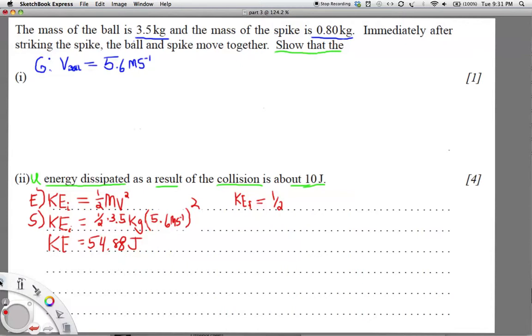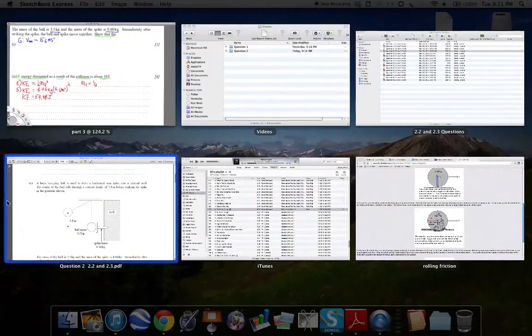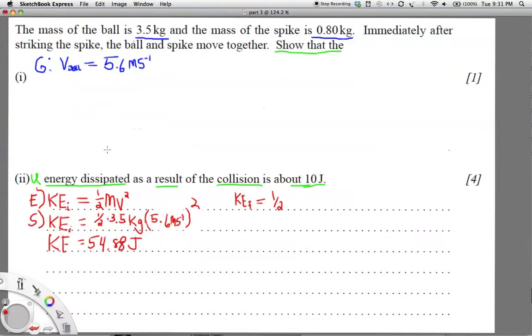The mass of the ball was 3.5 kilograms, and it strikes the spike, which is 0.8 kilograms, and moves along with it. So this is an inelastic collision. Energy is lost in this collision. And we have to show that the energy dissipated as a result of the collision is about 10 joules.